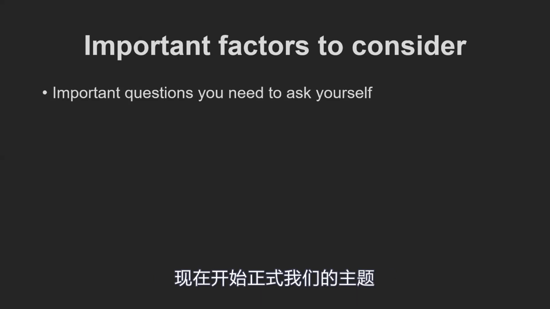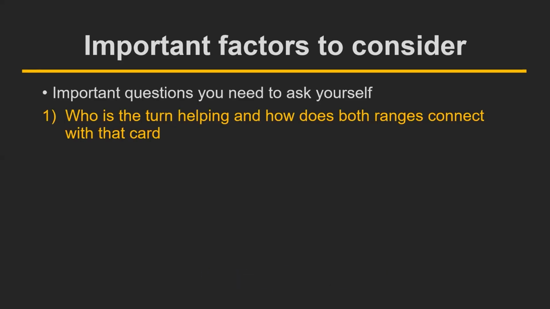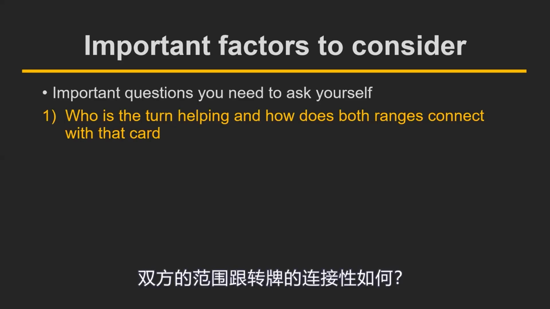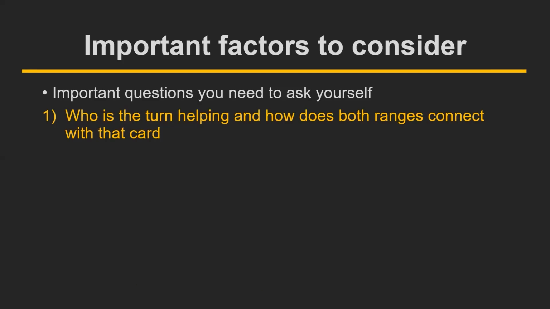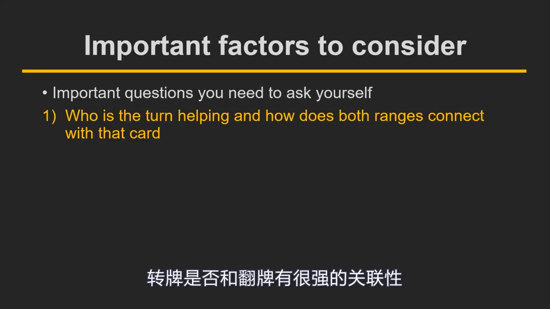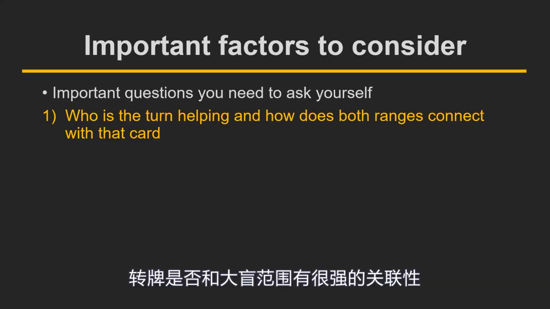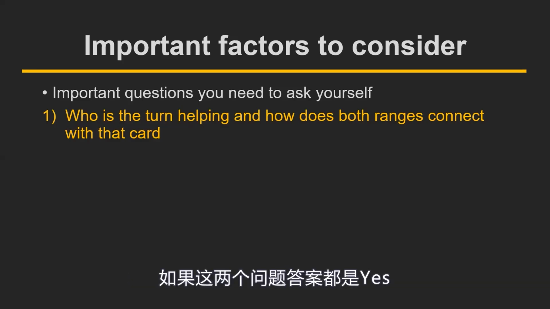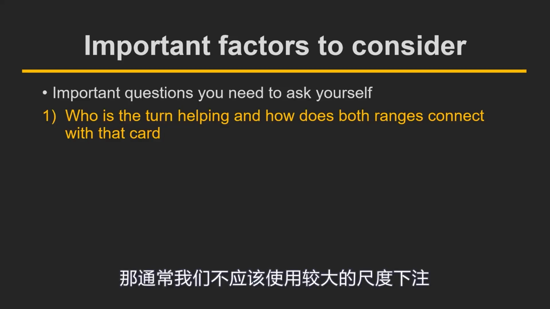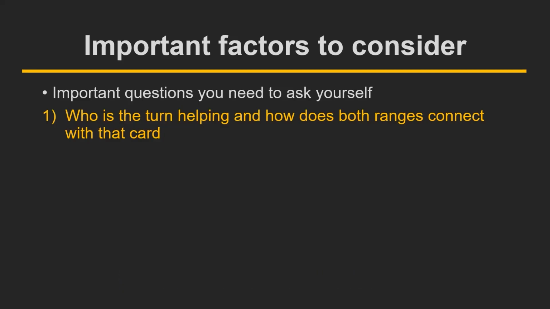So let's get into the meat of the subject. There's a couple of important questions that you need to ask yourself once you have a turn decision to make. The first one is, who is the turn helping, and how do both ranges connect with that card? Whenever the turn card really connects with the board and really connects with big blind's range, usually it's not a spot where we want to use really big sizings.